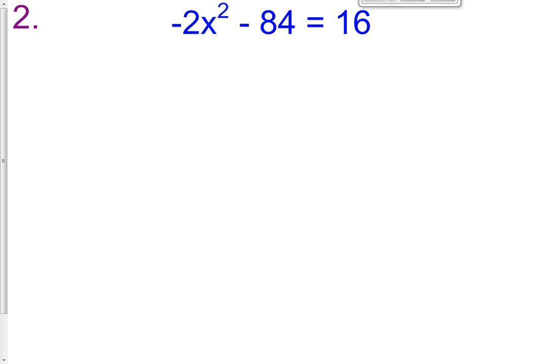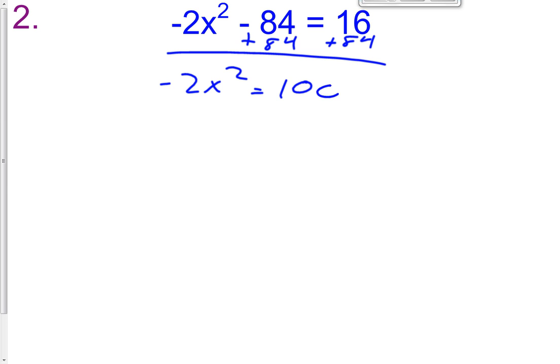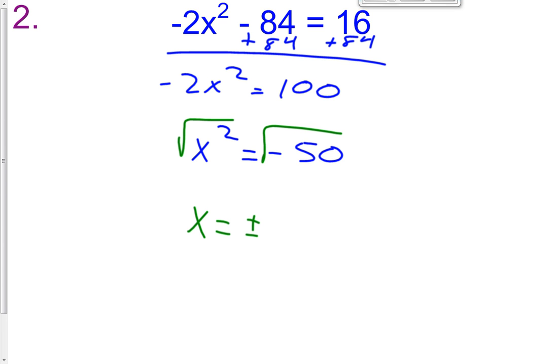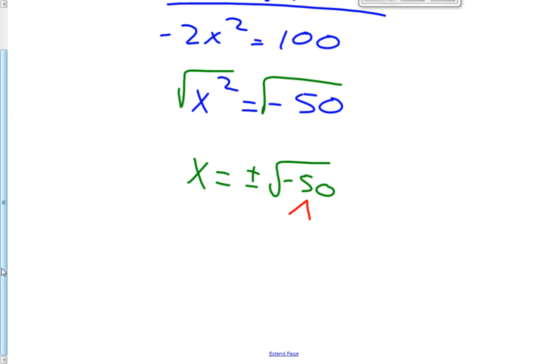Number 2, we want to get x squared all by itself, so let's add 84 first. And then we get a negative 2x squared equals 100. Divide both sides by a negative 2, so x squared equals a negative 50. Now we need to square root both sides, so we get x equals plus and minus the square root of a negative 50. And a negative 50, that can be broken down, so make sure you always simplify when you can. It's 25 times 2 times a negative 1.